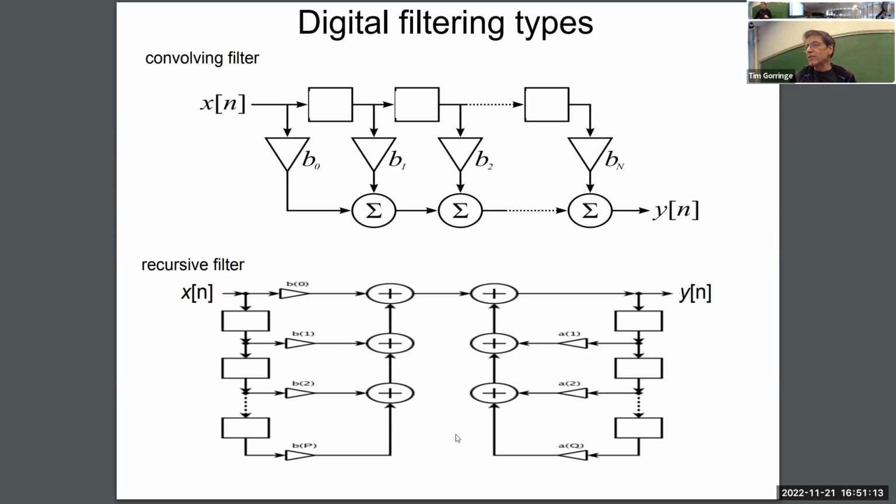But you see, in this case, not only do we make a weighted average of the input samples. The input is passed down here, and we make a weighted average of the input samples with some coefficients, the b's. We also feed back the output, and we make a weighted average of the prior output samples and feed that into the current output sample. And so that's the recursive filter.